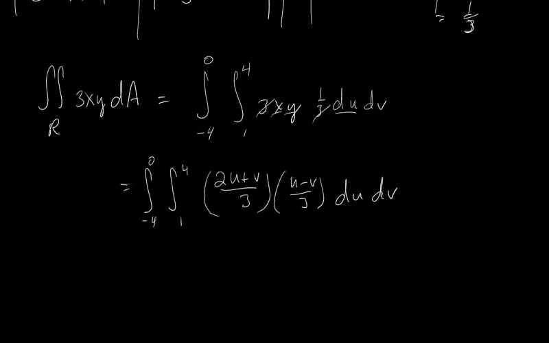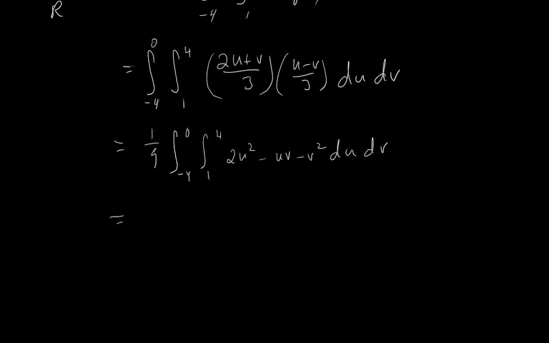So let's go ahead and distribute. I'm going to pull out the constant denominator. And then (2u plus v) times (u minus v) is going to be 2u squared, minus 2uv plus uv, so that's minus 1uv, minus v squared, du dv. Integrate with respect to u. So that's going to be 2/3 u cubed minus 1/2 u squared v minus u v squared, evaluated from 1 to 4.